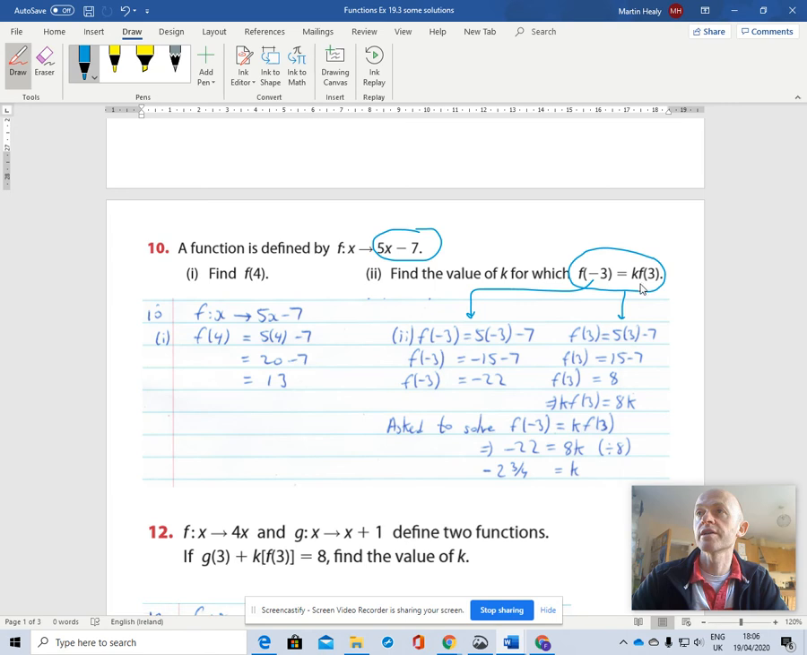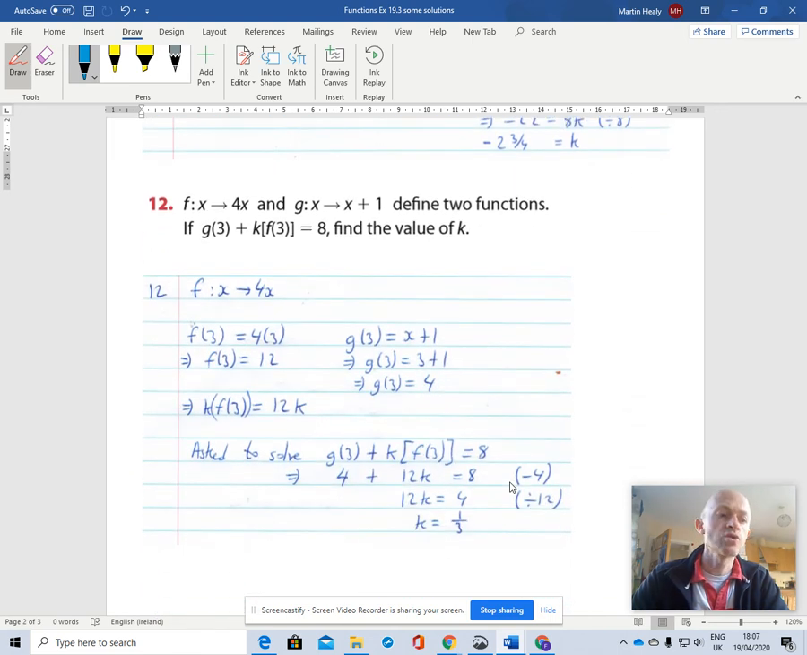So therefore, k times f of 3 is equal to 8k. 8 multiplied by k. So then I'm asked to solve f of minus 3 is equal to k times f of 3. Well, f of minus 3 was minus 22, and let that equal 8k. Divide across by 8, and you get an unusual answer there, minus 2 3/4.